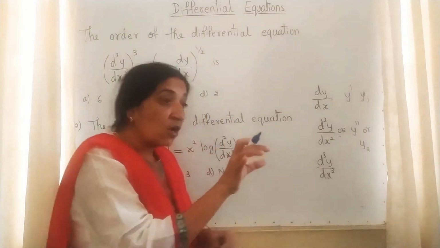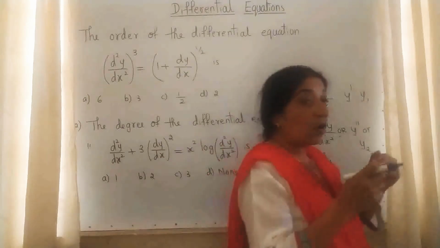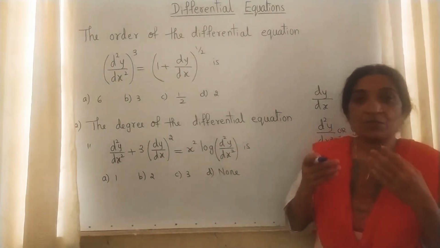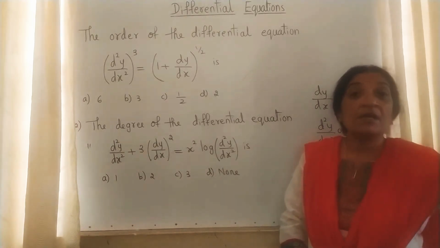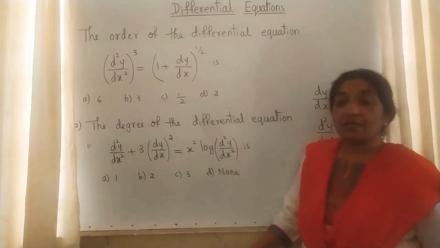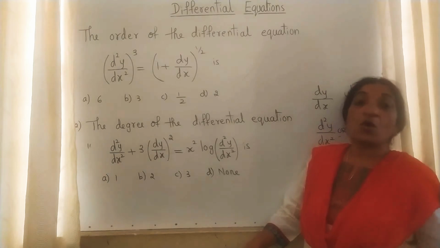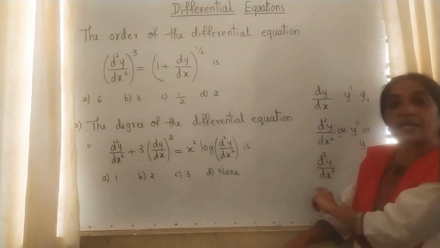See that the word order comes. That means it is very simple. How many times you are differentiating? The maximum derivative, the maximum differentiation that is present in the equation, is called the order. See, first order, second order, third order, like that.